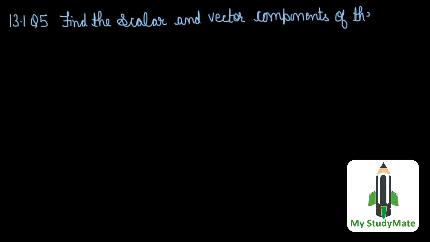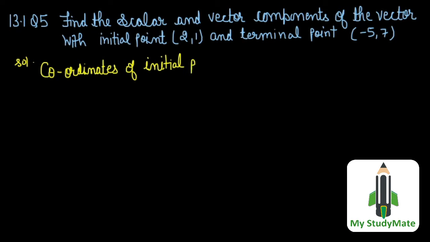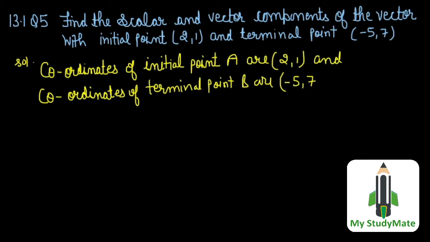In this video, we are going to solve question number 5 from exercise number 13.1. Find the scalar and vector components of the vector with initial point (2, 1) and terminal point (-5, 7). Now, coordinates of initial point A are (2, 1) and coordinates of terminal point B are (-5, 7).